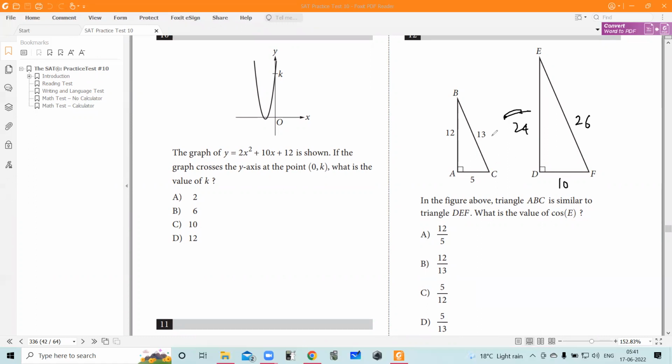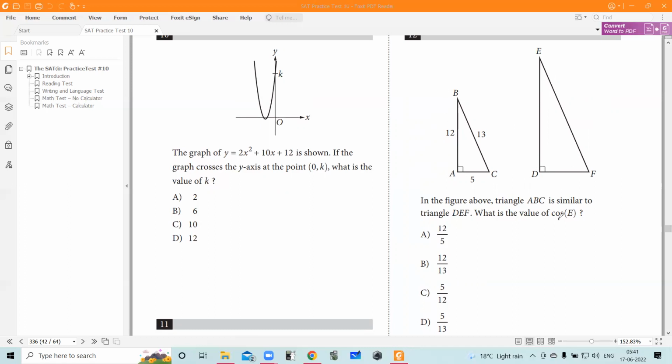Similar triangles are having the corresponding angles equal. Angle B will be equal to angle E, angle A will be equal to angle D, and angle C will be equal to angle F. But sides will not be equal. Sides will be proportional. Proportional means like 10 times, 5 times, 1.5 times, half times, whatever. So that is the similarity thing.